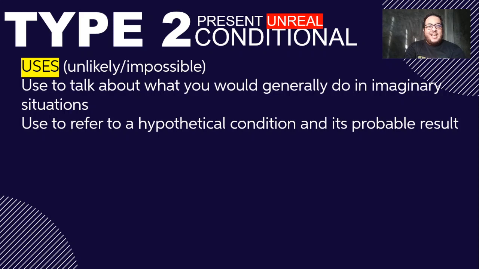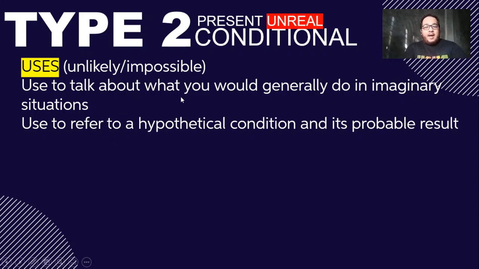Now let's have type 2 conditional, or the present unreal conditional. That's why I pick zero and type 2 conditionals, because they are both present conditionals. The zero conditional is present real, while type 2 conditional is present unreal, meaning we are dealing with imaginary things here: unlikely, impossible, hypothetical. So we are talking presently, but we are imagining something hypothetically of what might possibly happen. Okay, let's have the uses here.